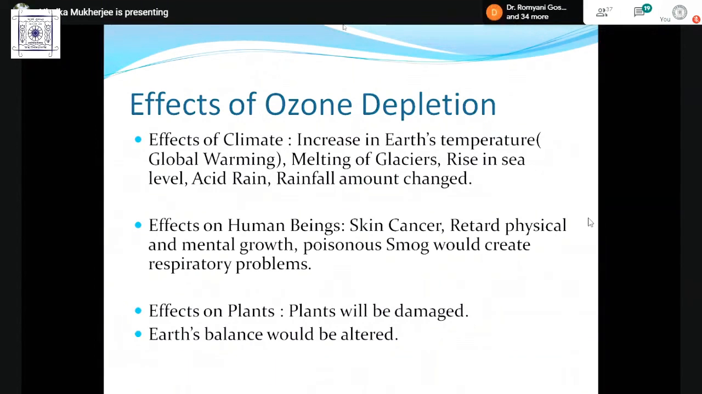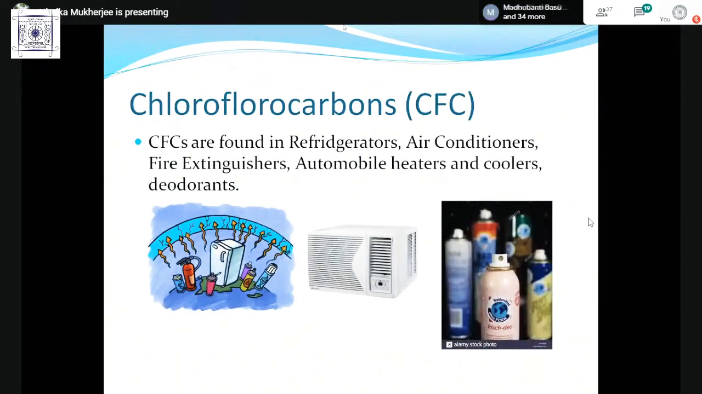So the effect on plants. All plants would be damaged due to the depletion of the ozone layer, because there would be so many UV rays entering the Earth's surface, and it would damage the plants in a very harmful manner. So the Earth's balance would be altered.